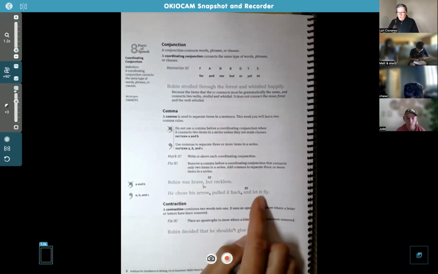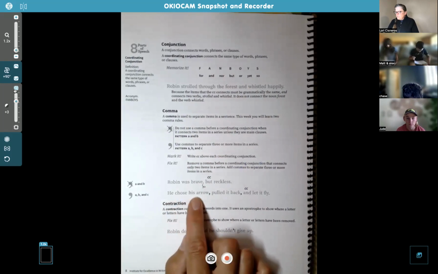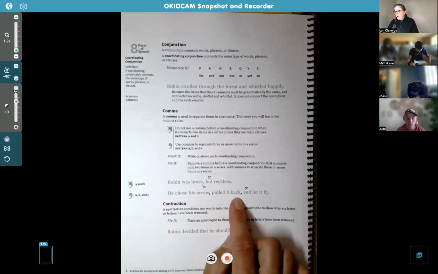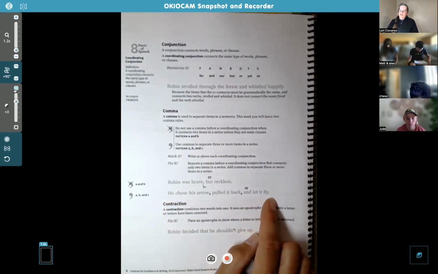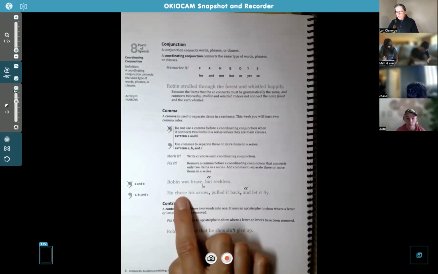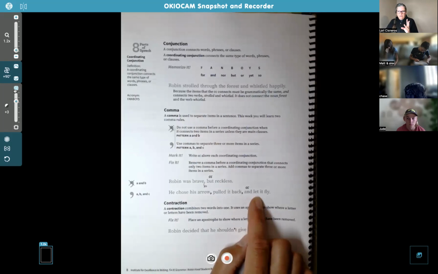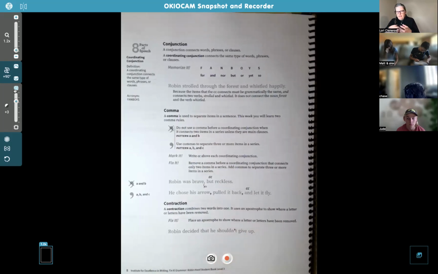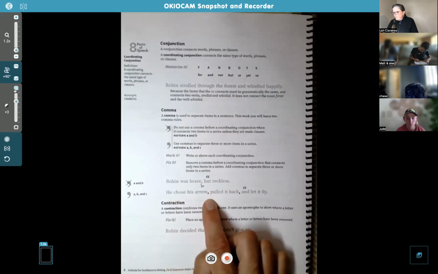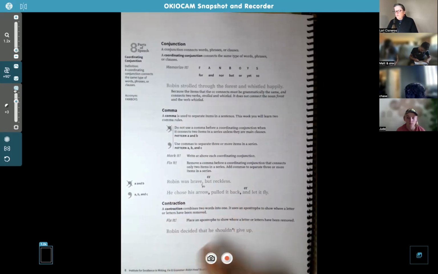Here's an example with three. He chose his arrow, pulled it back, and let it fly. You're connecting three verbs here: chose, pulled, and let it fly, which just means let it go. So that was an action, okay? So he chose his arrow, comma, pulled it back, comma, and let it fly. When there's three or more, put a comma between.